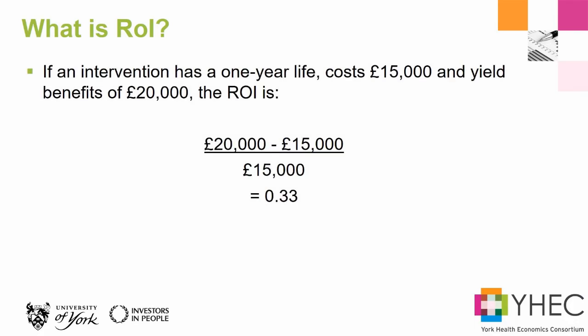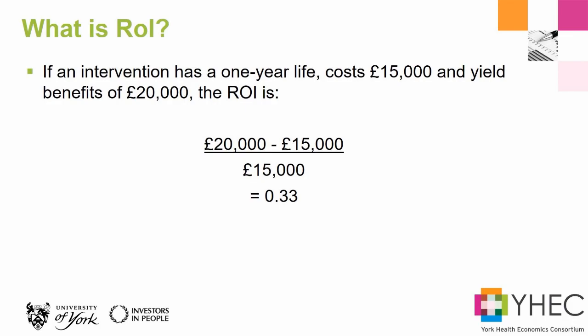If an intervention has a 1-year life, so there's no discounting involved, with a total net cost of £15,000 over 1 year, and it yields total benefits of £20,000 over 1 year, then the total net benefit over that year is £5,000. Divided by the total net cost, this gives a return on investment ratio of 0.33.